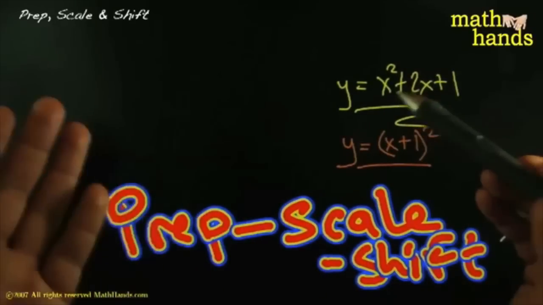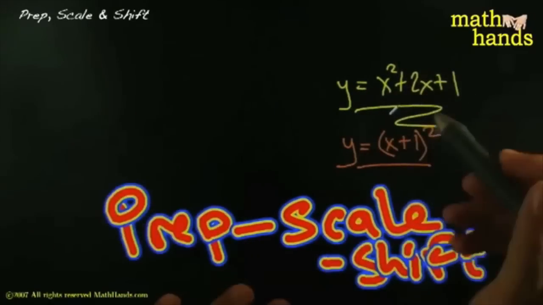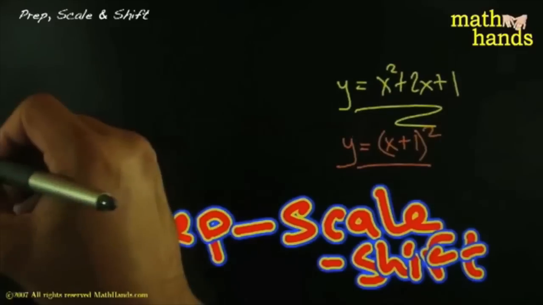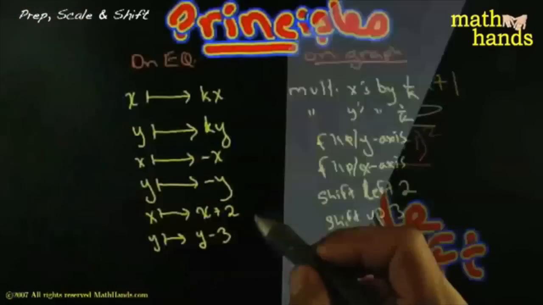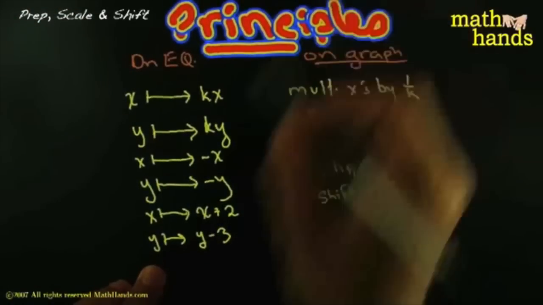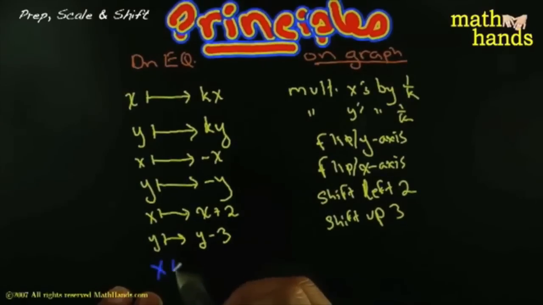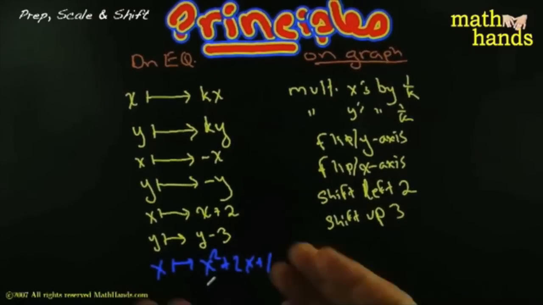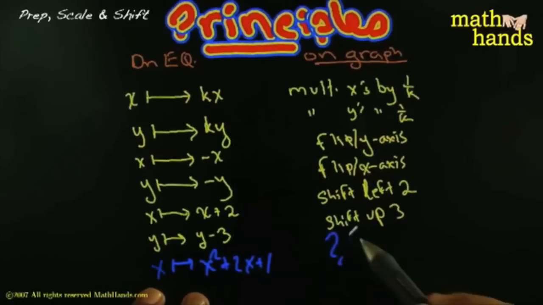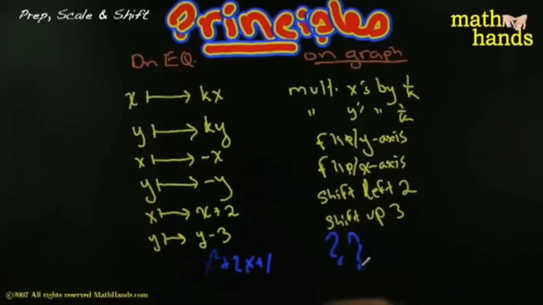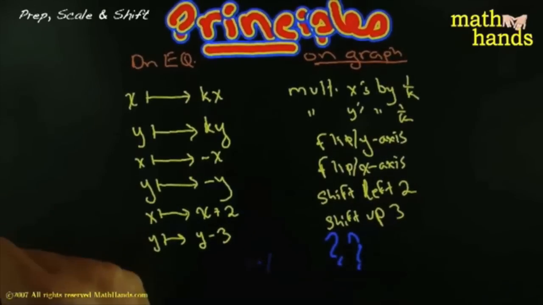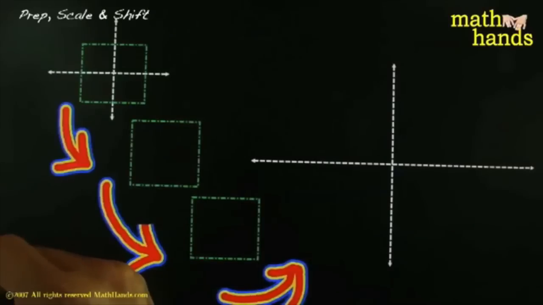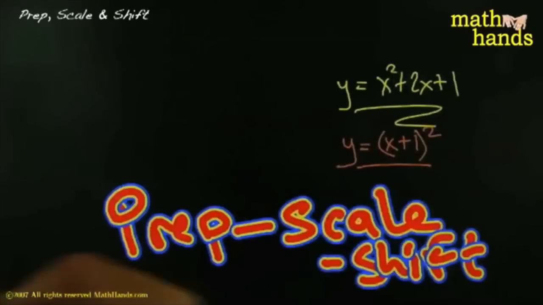And the moral of the story is that sometimes you've got to do a little prepping on the equation, because if you don't prep it, you might get some strange things here that we've never done. For example, x being replaced with x squared plus 2x plus 1, something crazy like that. We don't know the consequences of that on the graph. That's not something we studied. So by preparing, we can fix that obstacle. Let's get back to it.